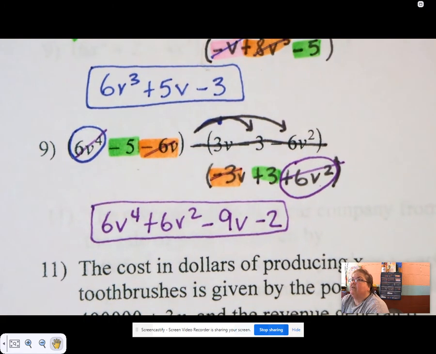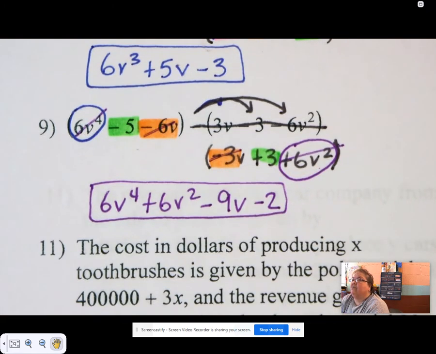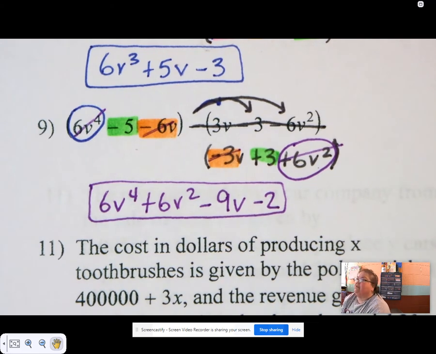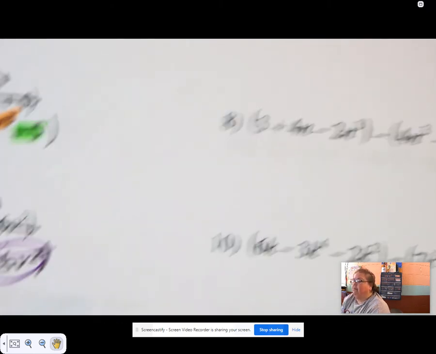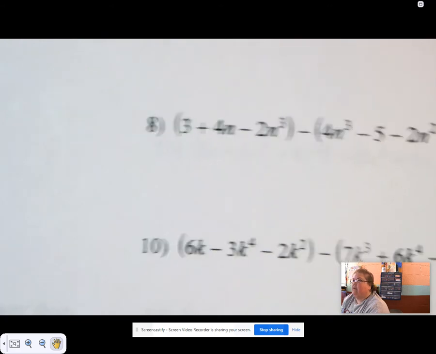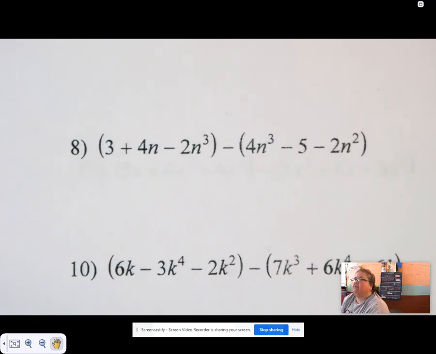Questions about how to get the answers? Your calculator is for integers. So if you're struggling with integers, that's what the calculator is for. All right, example number 8. I want you to get that answer, please. Do that now.